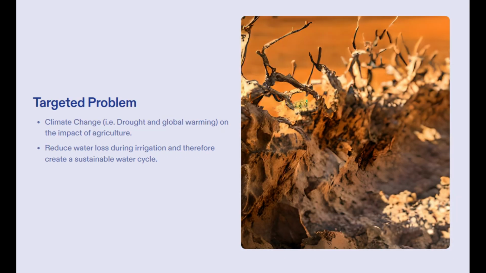So the target problem for the project is to address climate change, especially the impact of drought and global warming on agriculture. For the past decade, there's been about a 1.5 degree Celsius increase overall. The increased temperature leads to increased evaporation of surface water, which causes water loss during the traditional irrigation method, and that is another aspect we'd like to address in the project.